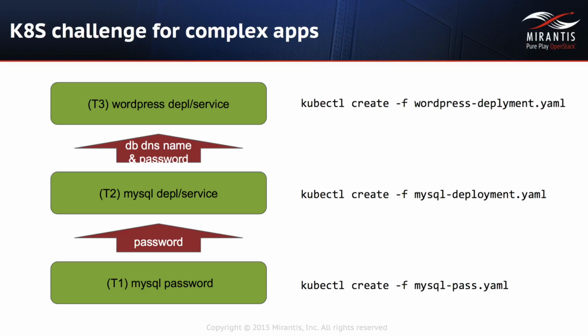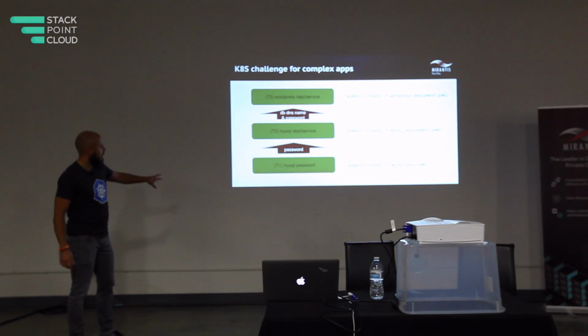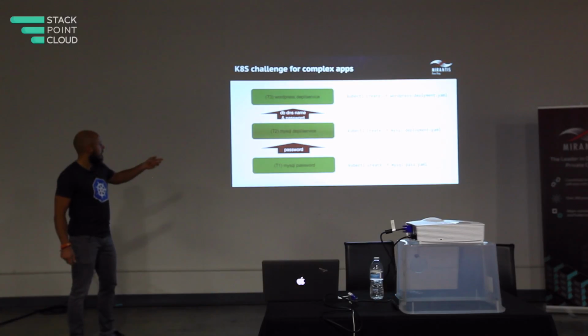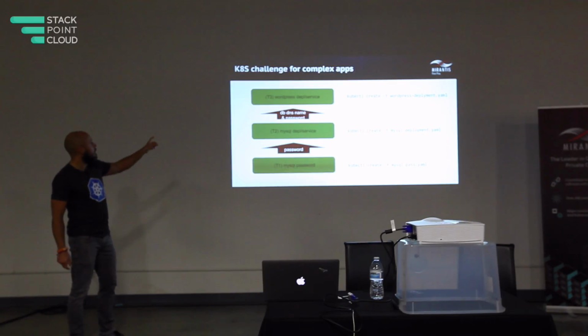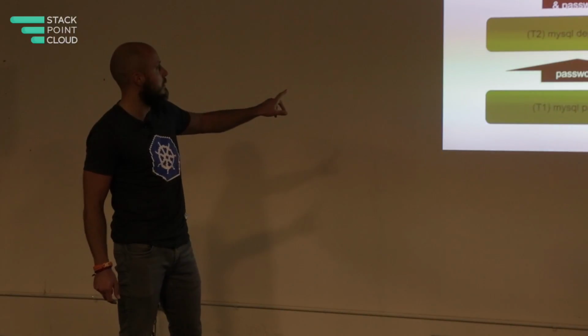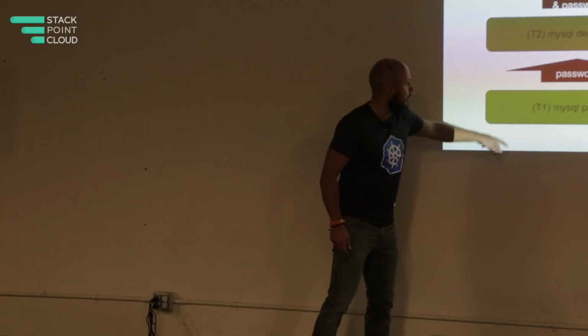If you take a look at even a really simple application like a WordPress deployment from the Kubernetes examples, and it's even simplified because it doesn't contain the volumes, you will see that first you need to create the MySQL password as a Kubernetes secret resource. Then with the second kubectl call, you will create the MySQL service, and you will pass this password to the MySQL service. And in the third step, you will need to create the WordPress deployment and service, which need to consume the database connection string, which is a combination of the DNS name of the MySQL service and a password from the secret.